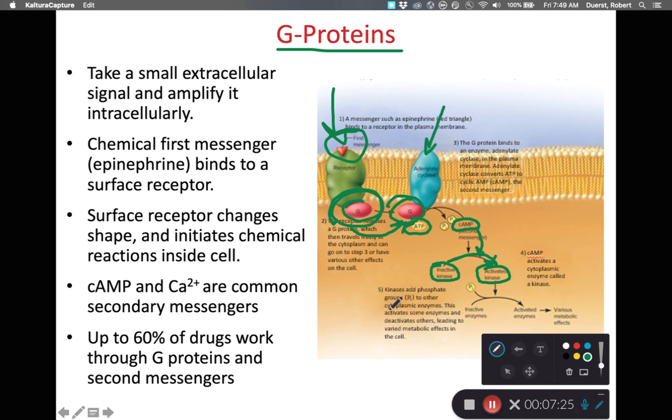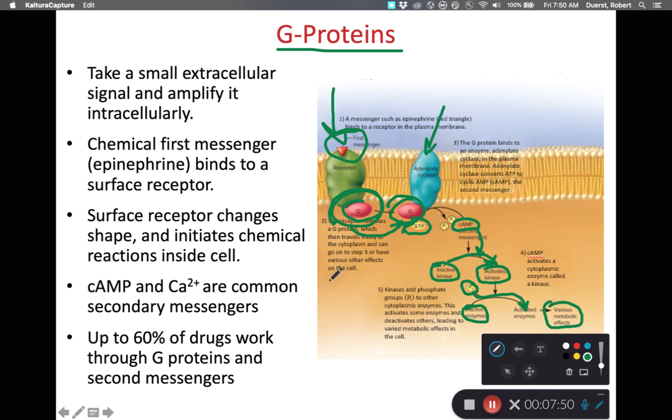That activated kinase can then go and activate other enzymes by phosphorylating them, adding an inorganic phosphate group to them. So the activated kinase will take an inorganic phosphate group and then use it to activate other enzymes, and those other enzymes will then have various metabolic effects. They can activate other chemical reactions.